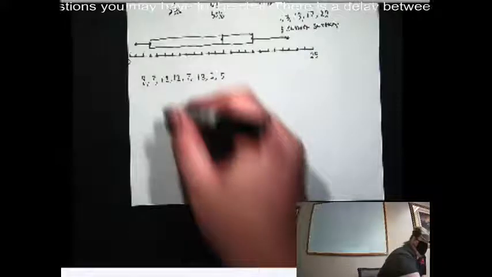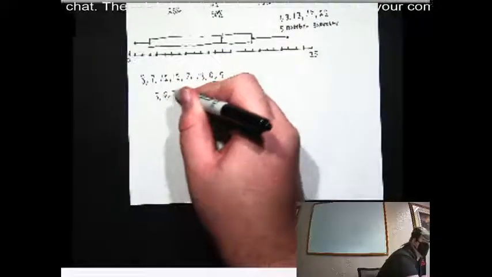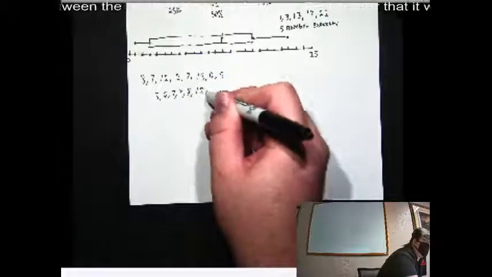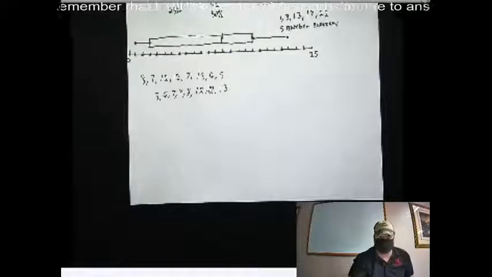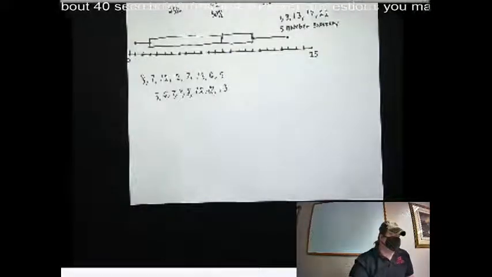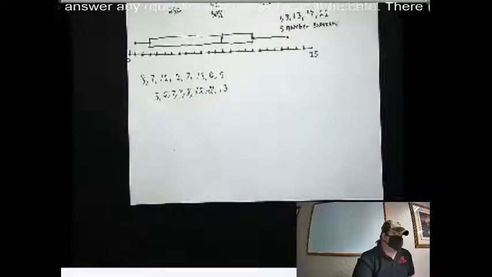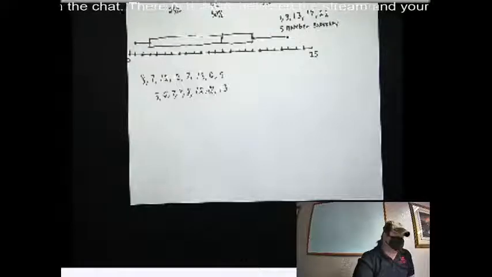What's our first number? Keep going for me. 5, 6, 7, 7, 8, 12, 12, 13. Okay, so now that we've gotten an order, we want to split it up into 4 equal parts. So let's first split it in half. We need to find our median. So where's our median for this?